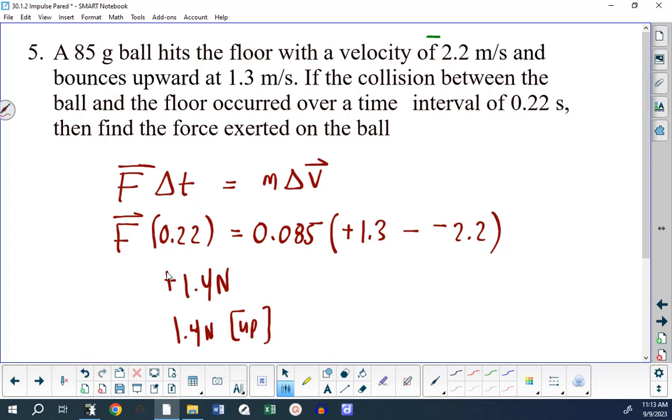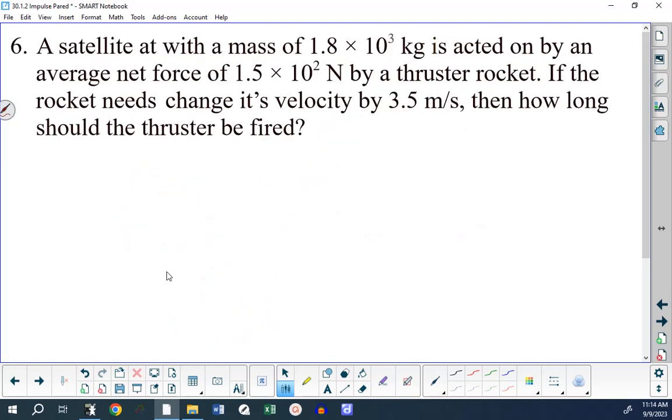One final example, I believe, in this lesson. A satellite has a particular mass. The average net force of the thruster rocket is 150 newtons. The rocket needs to change its velocity by 3.5 meters per second. So this is neither Vi nor Vf, it's delta v. How long should the thruster be fired?